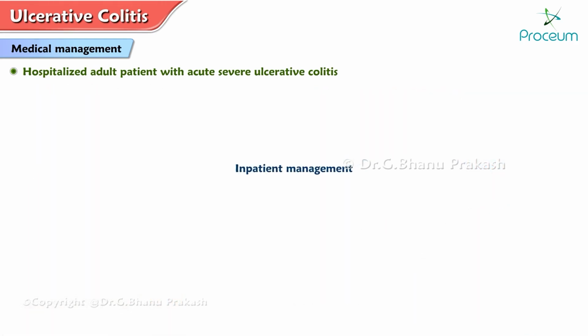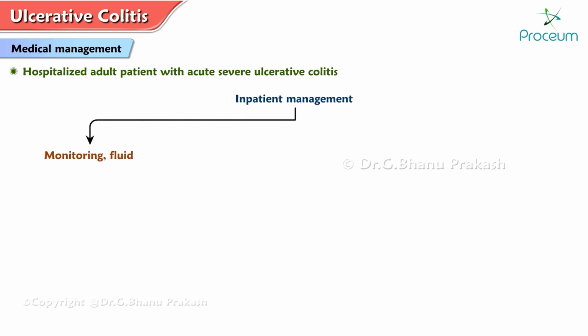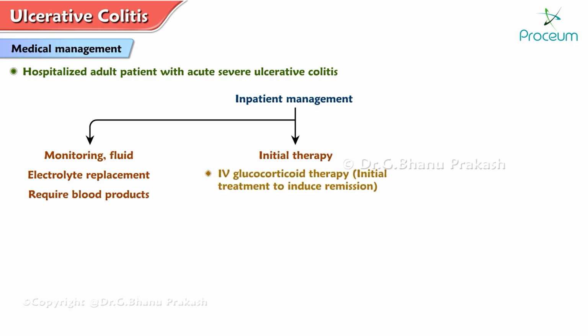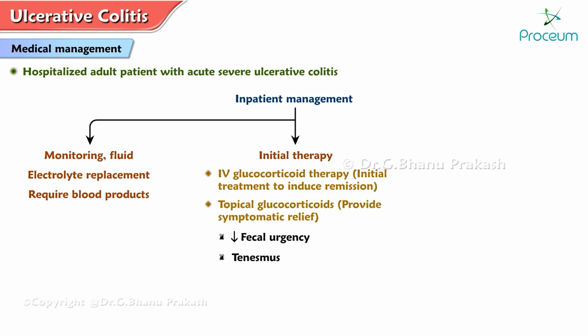Inpatient management. Patients with acute severe ulcerative colitis are managed with inpatient hospitalization, monitoring, fluid, and electrolyte replacement, and they may require blood products. Initial therapy. For patients with acute severe ulcerative colitis, intravenous glucocorticoid therapy is recommended as an initial treatment to induce remission. Topical glucocorticoids can also be given because topical treatment may provide symptomatic relief, for example, reduced fecal urgency, tenesmus.